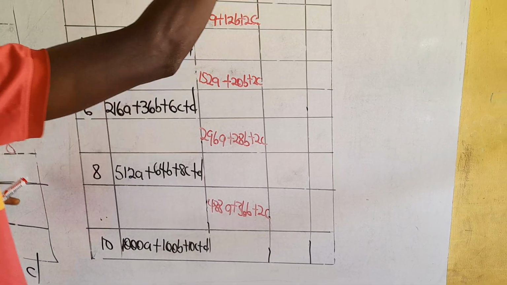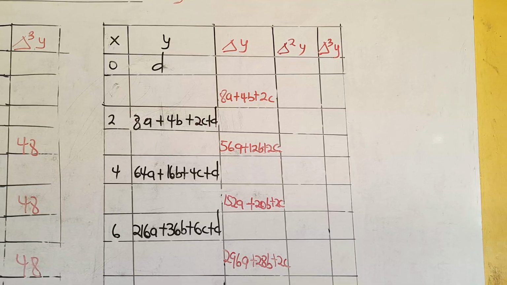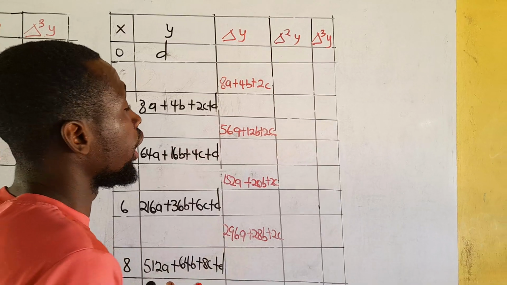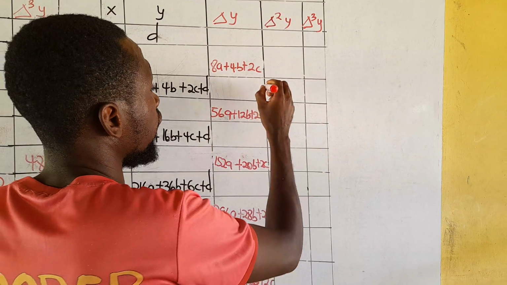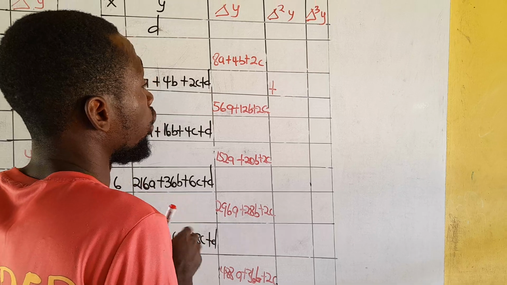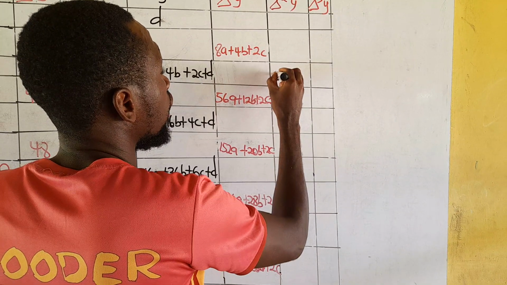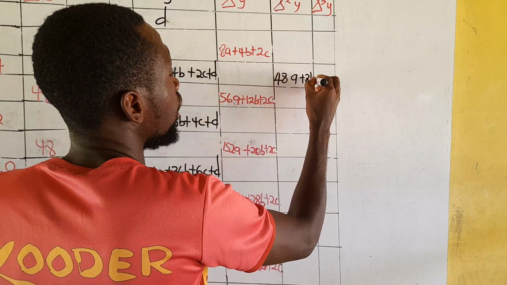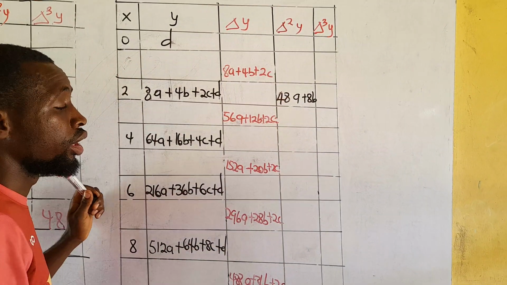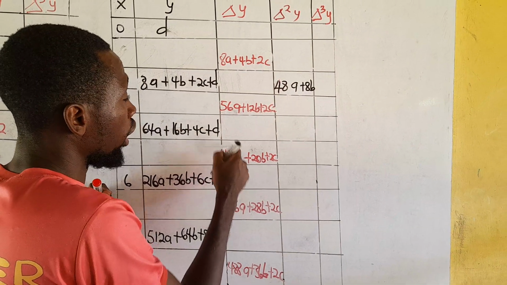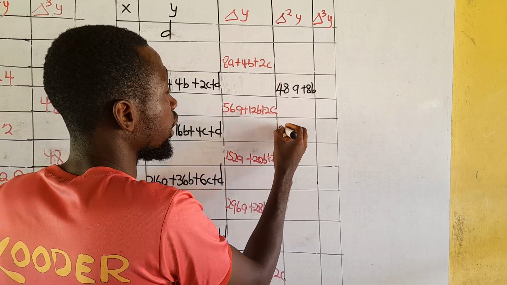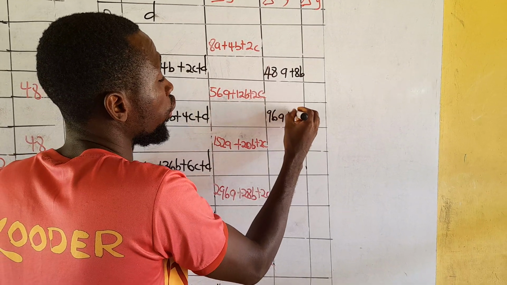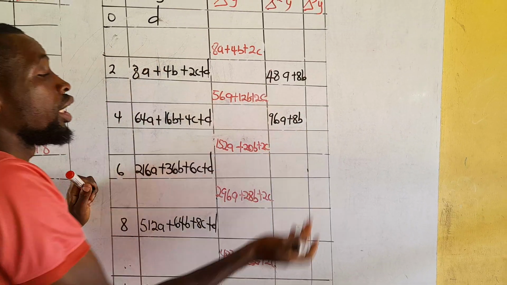Now we find the second difference. So in finding the second difference, we subtract 8a from 56a. We'll get 48a. Then 12b minus 4b, that will be 8b. 2c minus 2c is 0. Then 152a minus 56a will give us 96a. Then 20b minus 12b will give us 8b. 2c minus 2c again is 0.